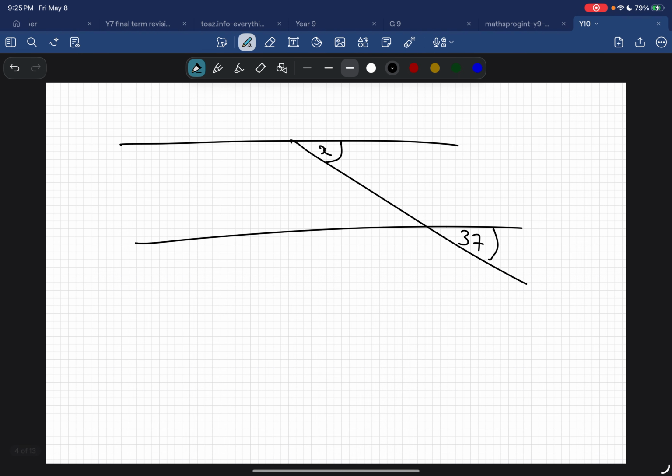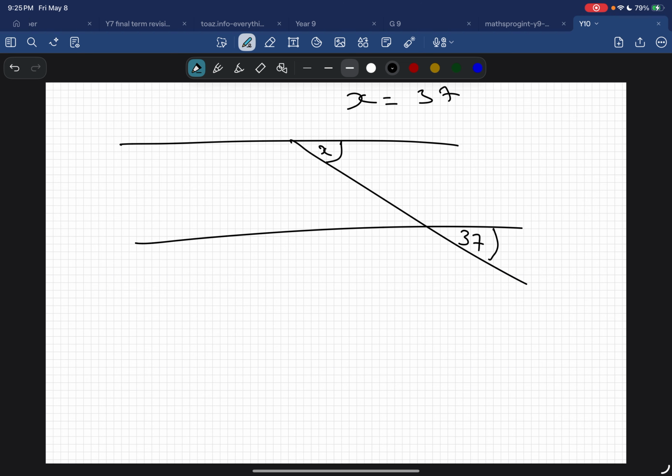So then let's have an example here. We need to find the value of x. What can you see here? Obviously, letter F. Here you go. So x is going to be, without any doubt, 37.